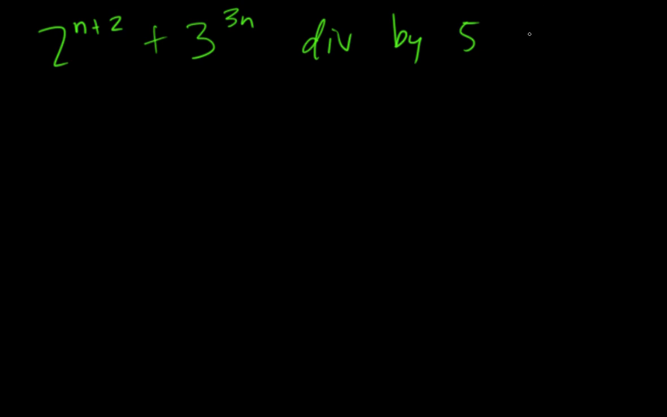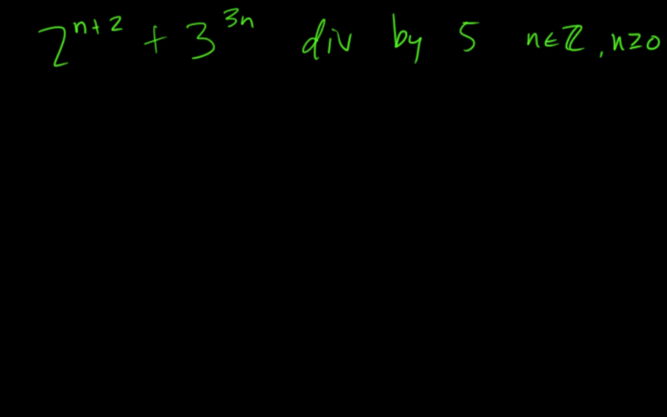Okay, let's try another example. So we need to prove that 2 to the n plus 2 plus 3 to the 3n is divisible by 5, and all the normal stuff: n is contained in the set of all integers, and n is greater than or equal to 0.